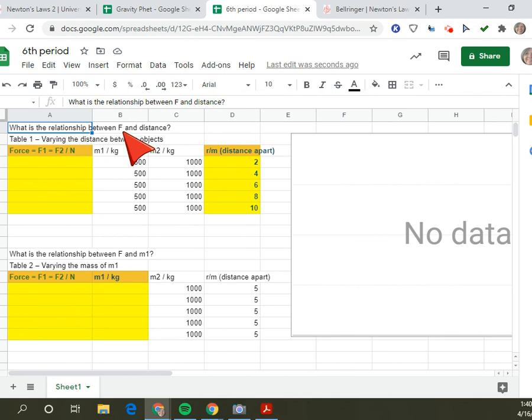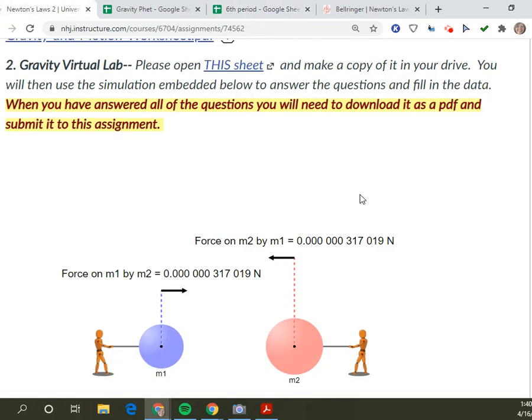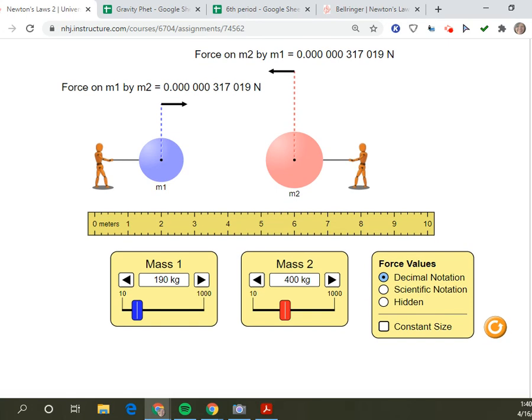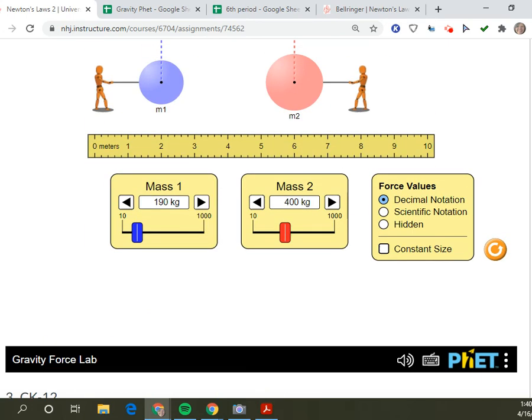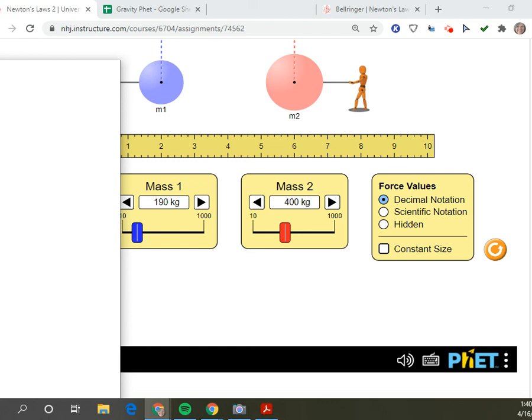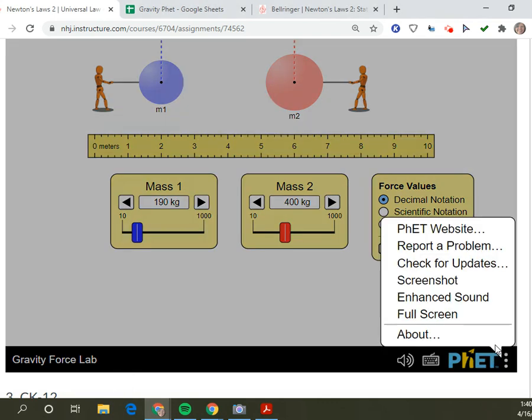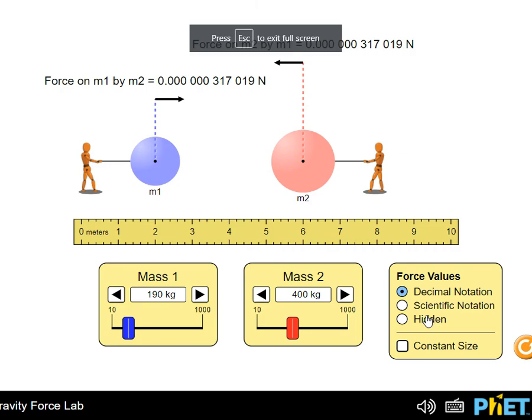What is the relationship between force and distance? So we're going to vary the distance between the objects, but we're going to keep our objects the same size. So let's check out the simulation that we have. I'm going to pull my sheet out and put this on full screen so that we can see it a little bit better. In your data table, it says that mass 1 should be 500 kilograms.